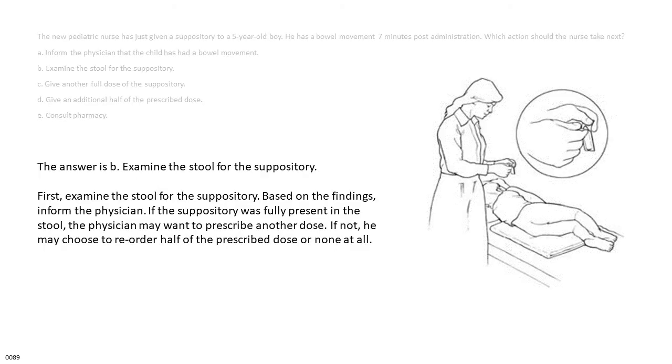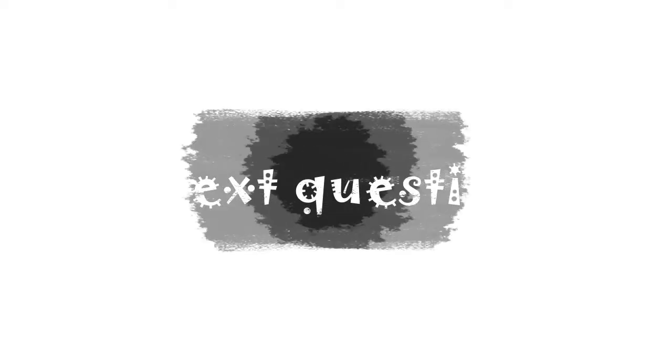The answer is B. Examine the stool for the suppository. First, examine the stool for the suppository. Based on the findings, inform the physician. If the suppository was fully present in the stool, the physician may want to prescribe another dose. If not, he may choose to reorder half of the prescribed dose or none at all.